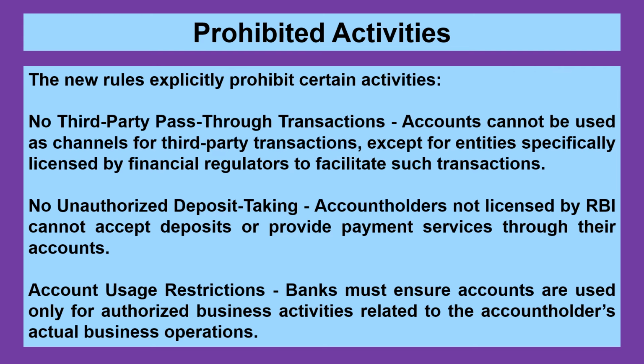Prohibited activities. The new rules explicitly prohibit certain activities. No third party pass through transactions. Accounts cannot be used as channels for third party transactions except for entities specifically licensed by financial regulators to facilitate such transactions. No unauthorized deposit taking. Account holders not licensed by RBI cannot accept deposits or provide payment services through their accounts. Account usage restrictions. Banks must ensure that accounts are used only for authorized business activities related to the account holder's actual business operations.